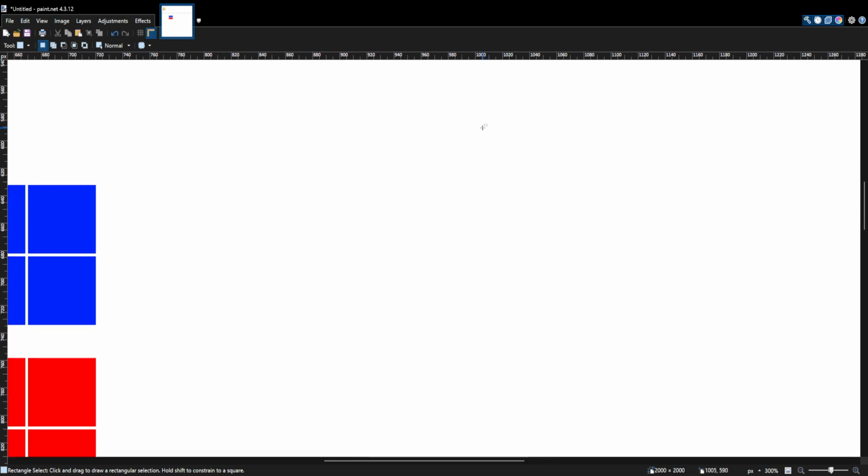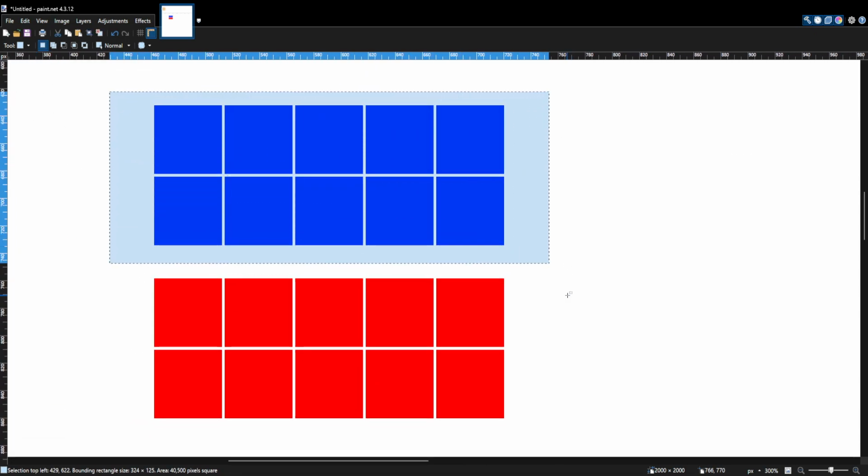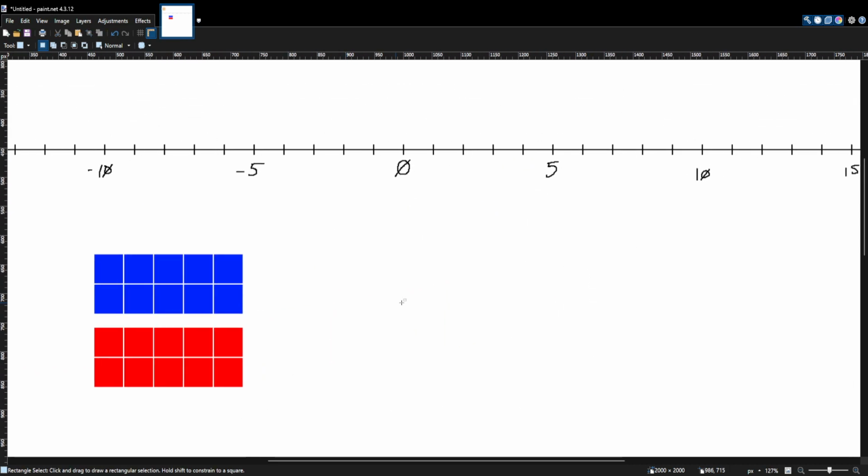And so if we look at our algebra tiles, each blue algebra tile represents a positive one, and each red algebra tile equals a negative one. So if I'm adding numbers, then I add them like so. Let's say I have 5 blue tiles and 3 red tiles.